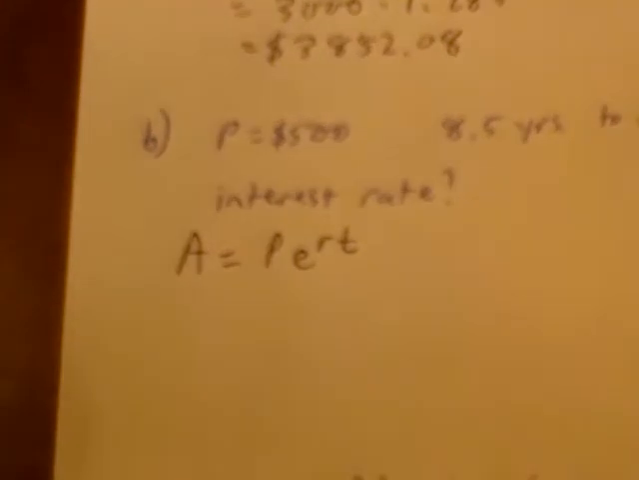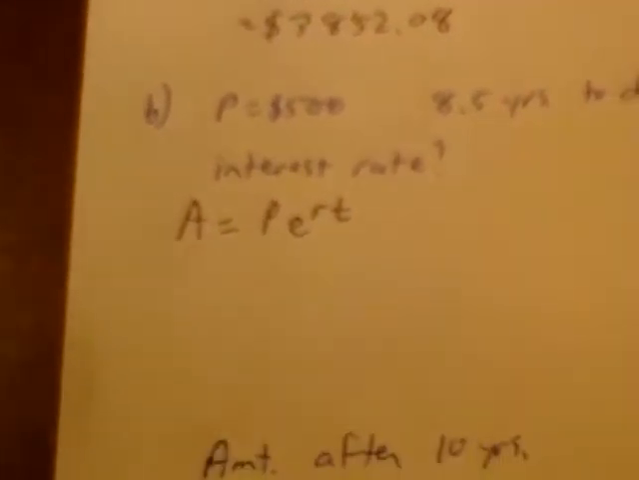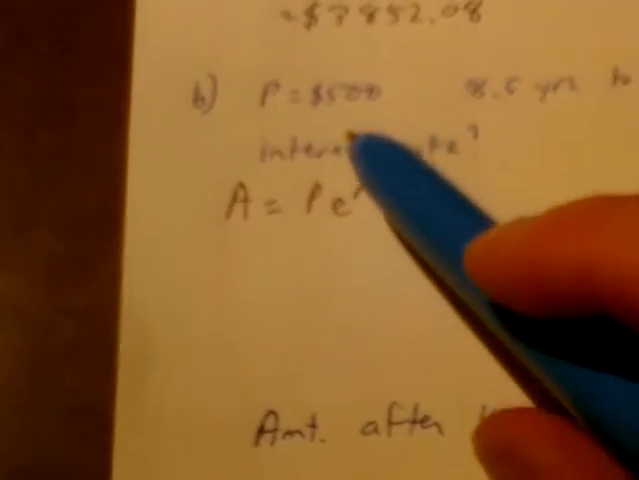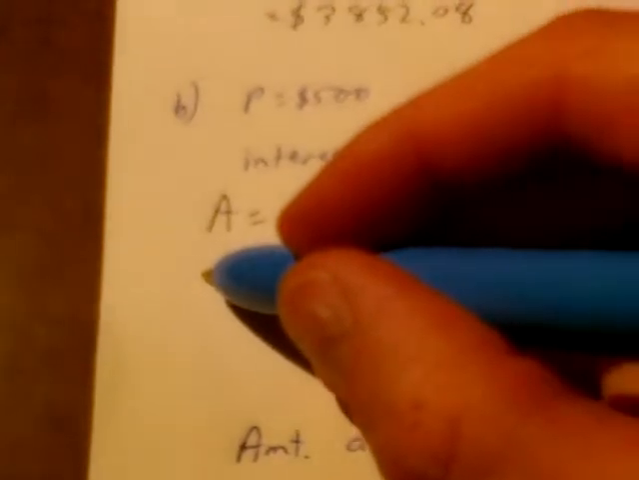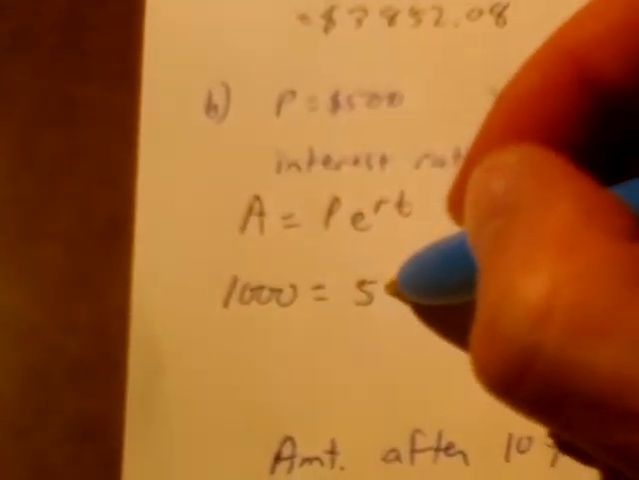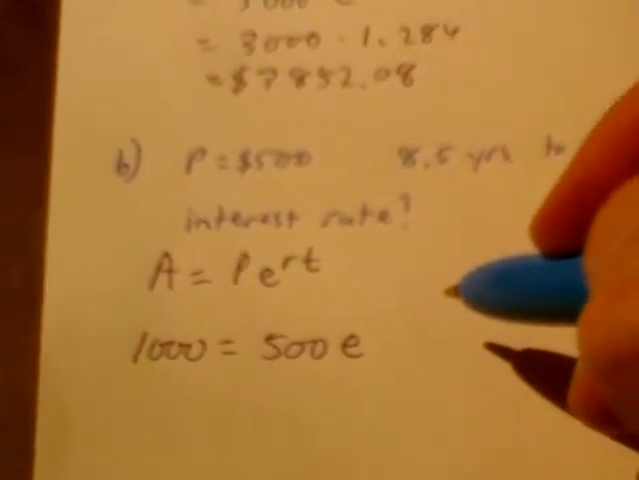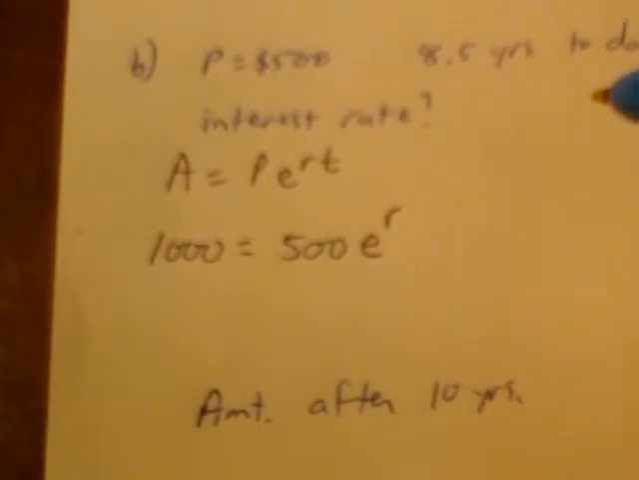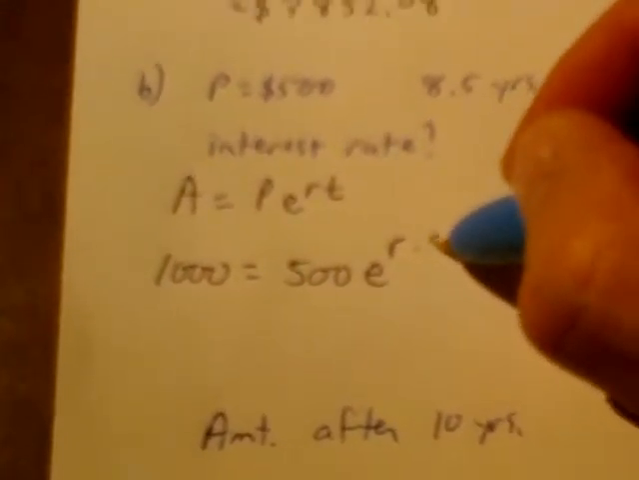And feel free, obviously, to pause the video anytime you need to so that people can catch up. And so we're going to double our money. So the principal is $500, and if we're going to double that, that means $1,000. So we have $1,000 equals 500 e to the interest rate we don't know, so we'll put that as r. And the time is 8.5 years, so times 8.5.